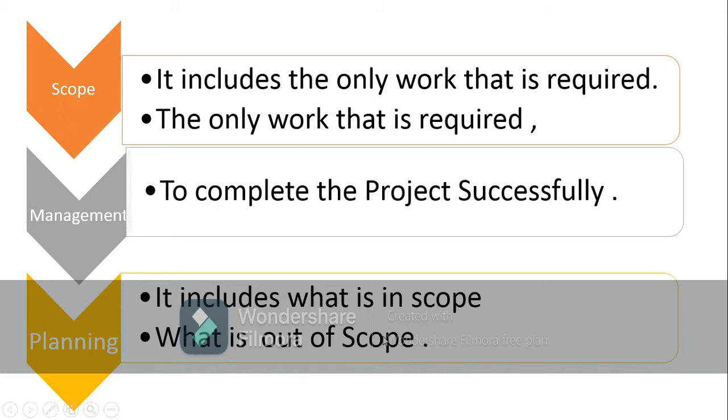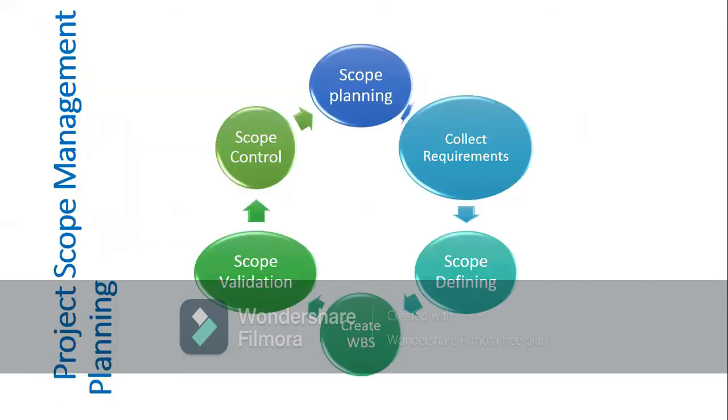So for example, inside my scope is that I'm going to build a web portal, but out of scope, I'm not going to deliver hardware. So it's very important to specify what is included, as per the contract and as per the statement of work that has been undertaken.